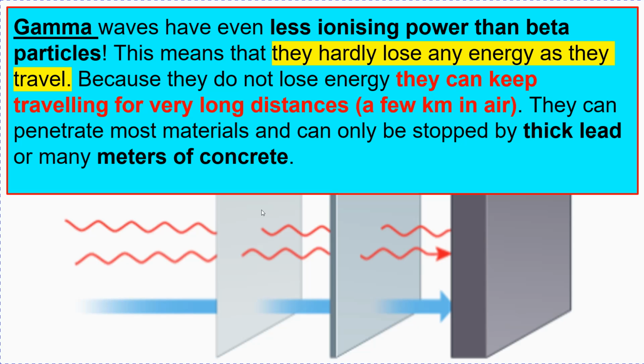And really they can be slowed down by a thick layer of lead or lots and lots of concrete. So gamma can really travel a long distance because it's not losing its energy to other atoms. It will keep going through materials.